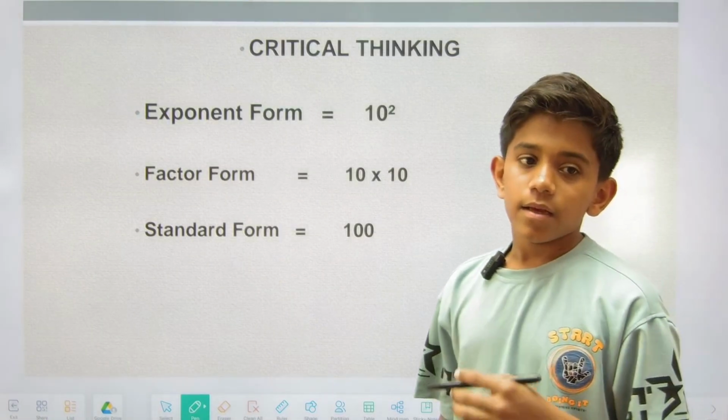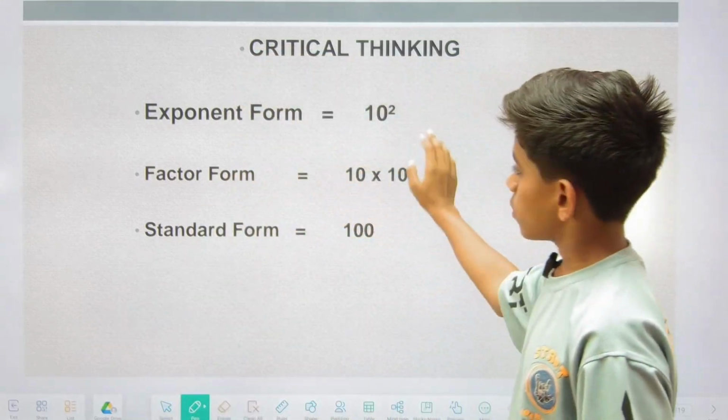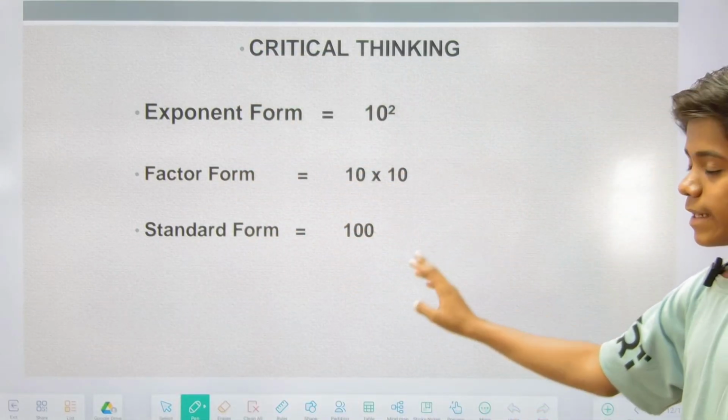Now the critical thinking: the exponent form is 10 to the power 2, the factor form is 10 into 10, and the standard form is 100.